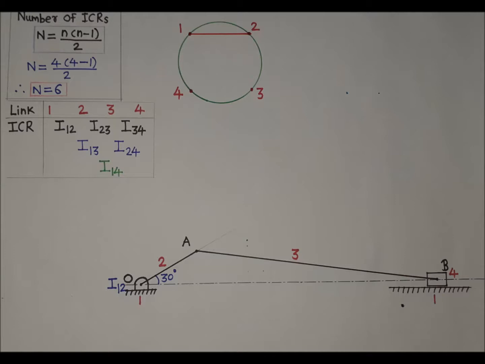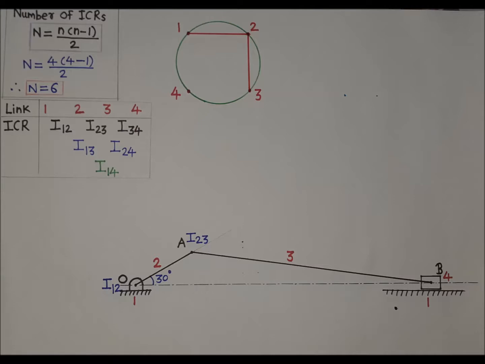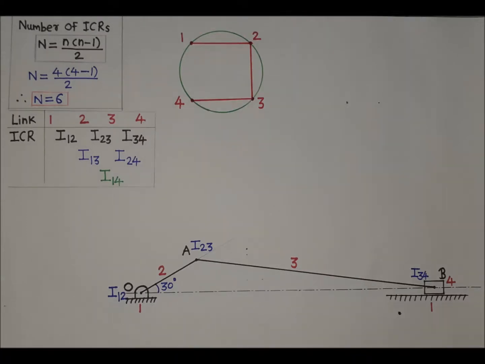Between link number 2 and 3, there is a turning pair at point A, hence ICR I23 will be at point A. As I23 is located, in the circle diagram draw a line joining points 2 and 3. This line in the circle diagram is representing ICR I23. Between link number 3 and 4, there is a turning pair at point B. Hence, ICR I34 will be at point B. As I34 is located, in the circle diagram, draw a line joining points 3 and 4. This line in the circle diagram is representing ICR I34.